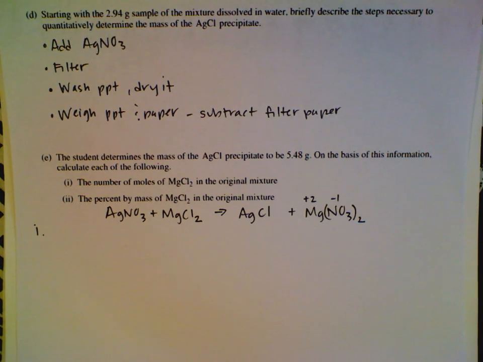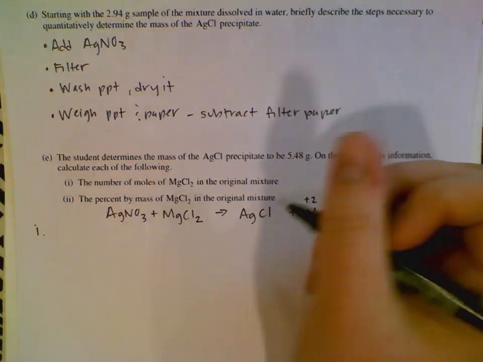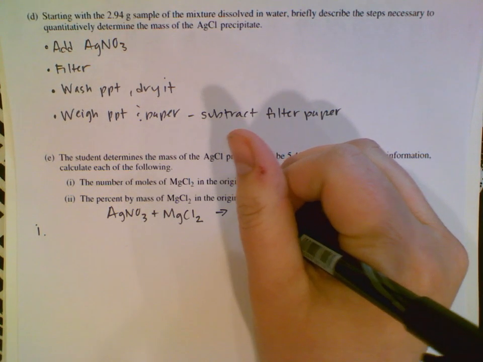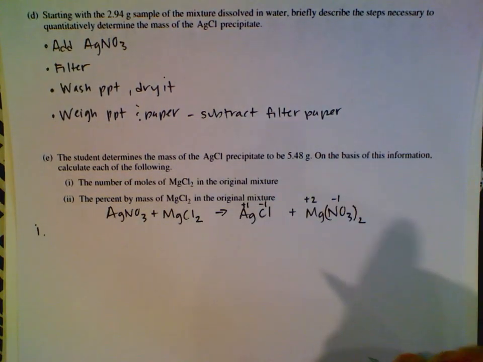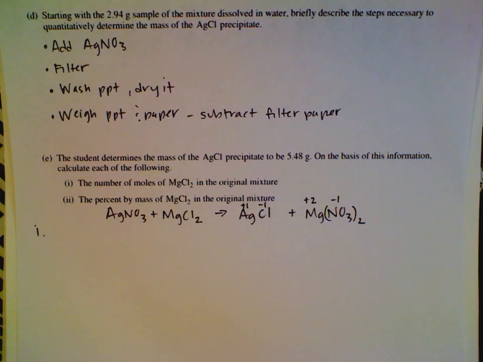Do I think they're going to make you write an equation on the test? I'm not 100% sure. They've been moving towards giving you the equations to prove that you know how to do the math, but I guess it's not going to hurt to be able to do this. So Ag is a +1, Cl is a -1. That is a good formula, but the equation is not balanced.